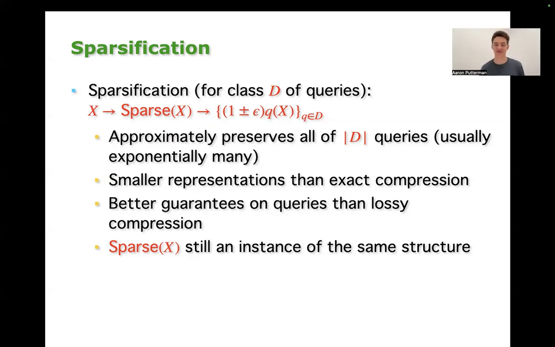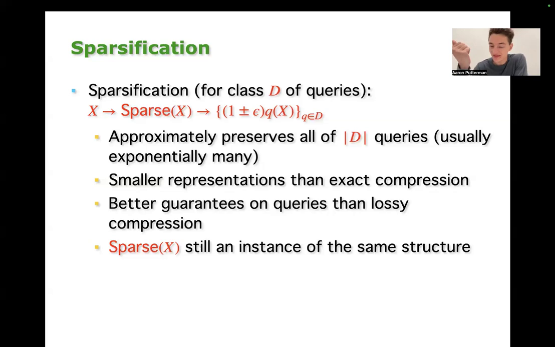In a typical sparsification context, the number of queries that we're interested in is exponentially large in the starting object size X. Nevertheless, because we allow for a little bit of error, it's only a 1 plus or minus epsilon approximation of the response to the query, it turns out that sparsification can often be done with very non-trivial savings in the bit complexity of the object. That's to say that this error allows for much smaller representations than is typically possible with exact compression of the object.